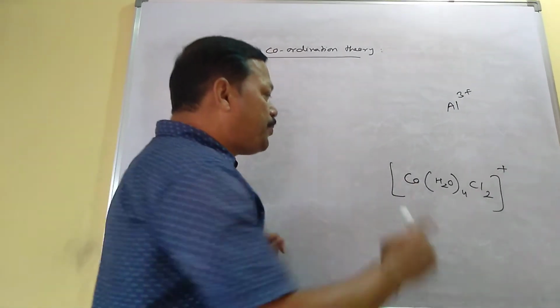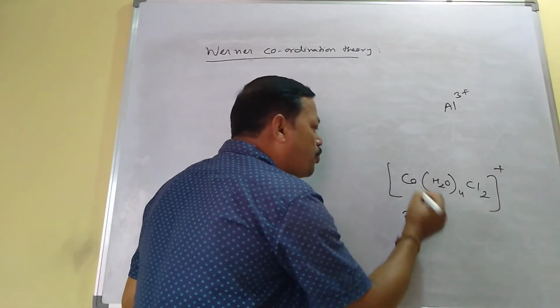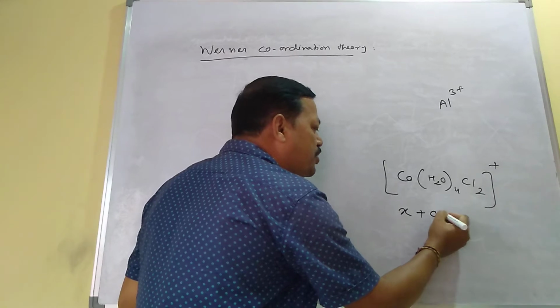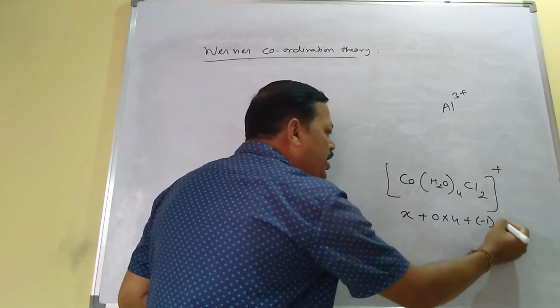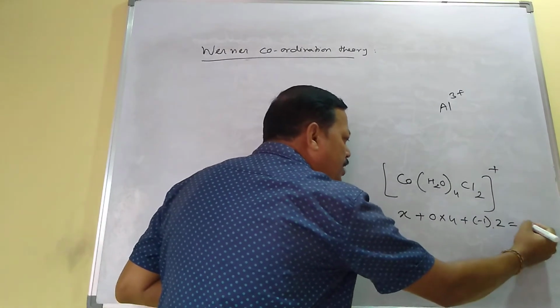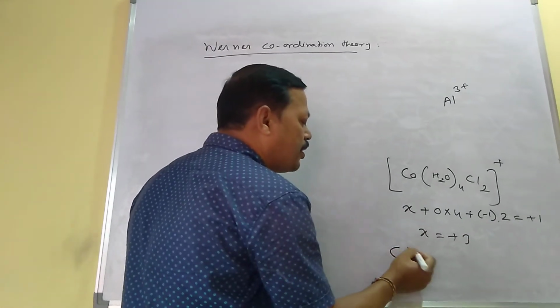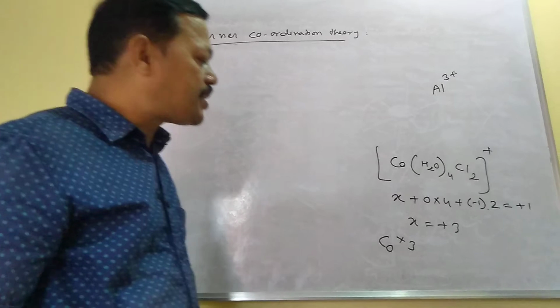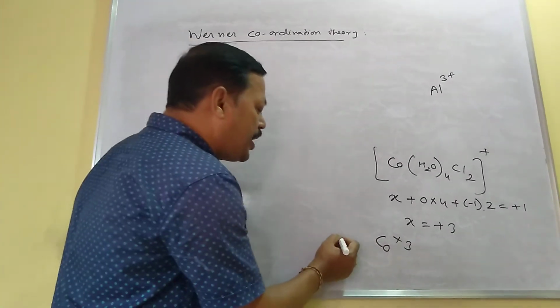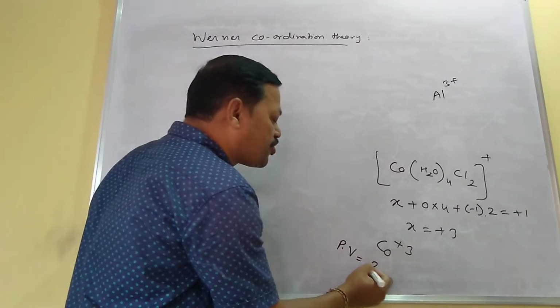So here, if you want to find out the charge of cobalt, cobalt is X, water is neutral 0, chlorine is -1 into 2, but outside there is +1, this is equal to +1, so X is equal to +3. That means here the cobalt oxidation number is +3. I mean the primary valency of cobalt is 3.